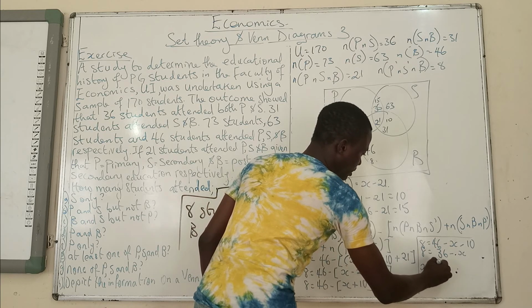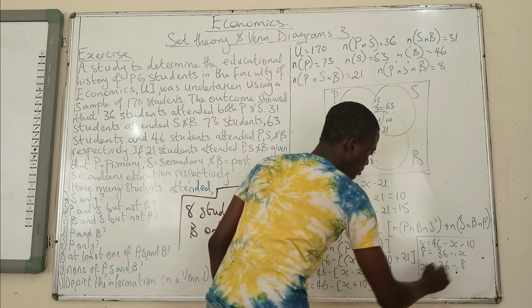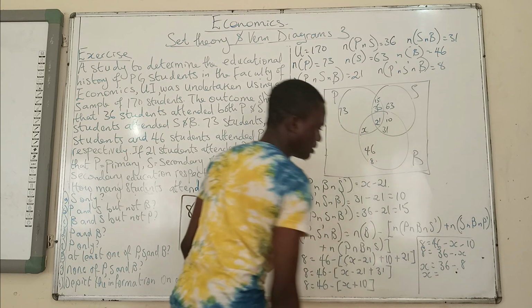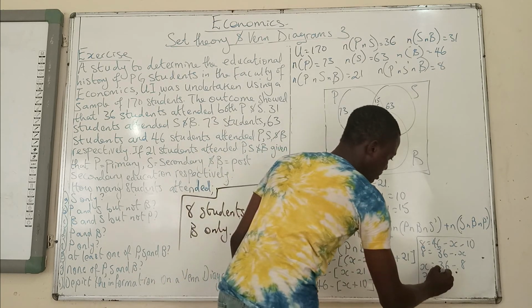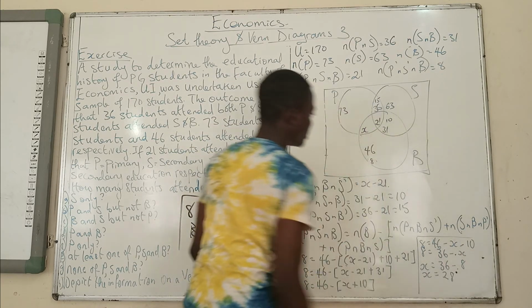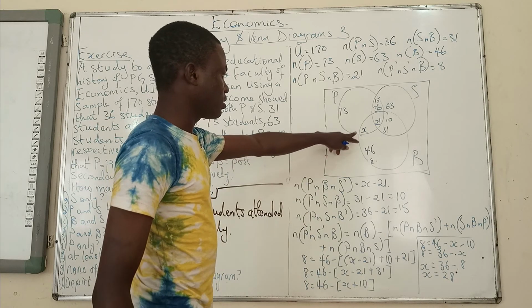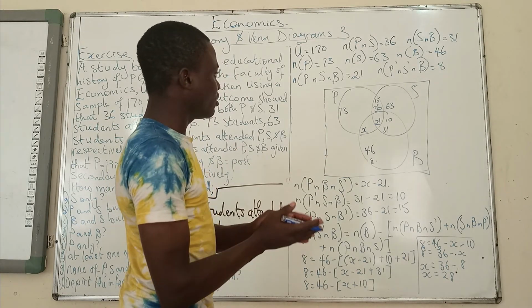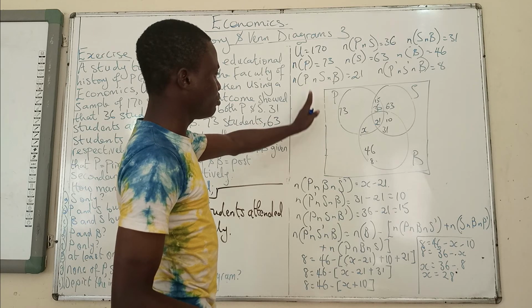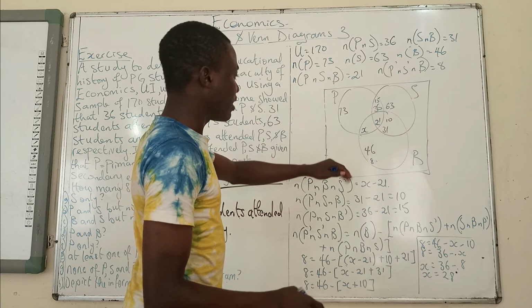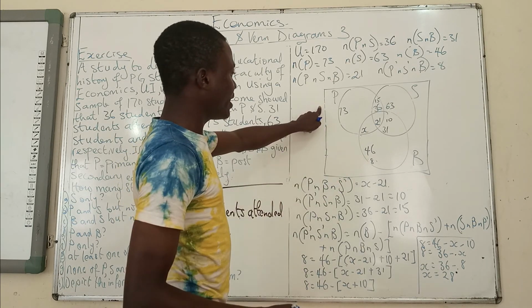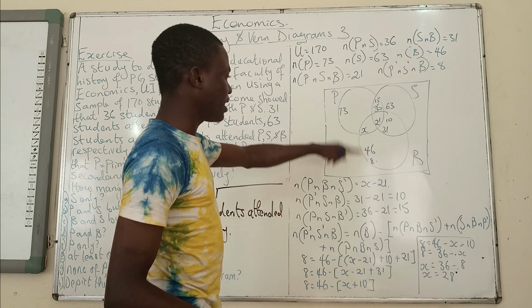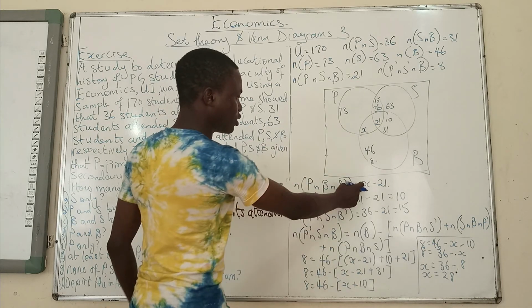X equals 36 minus 8. So x thus will be 36 minus 8, which is going to give us 28. Yeah, I think so, 28. So x is 28, and that is telling us the number of people that attended P and B and whatever. So to get the number of students that attended P and B only, that is x minus 21, right?